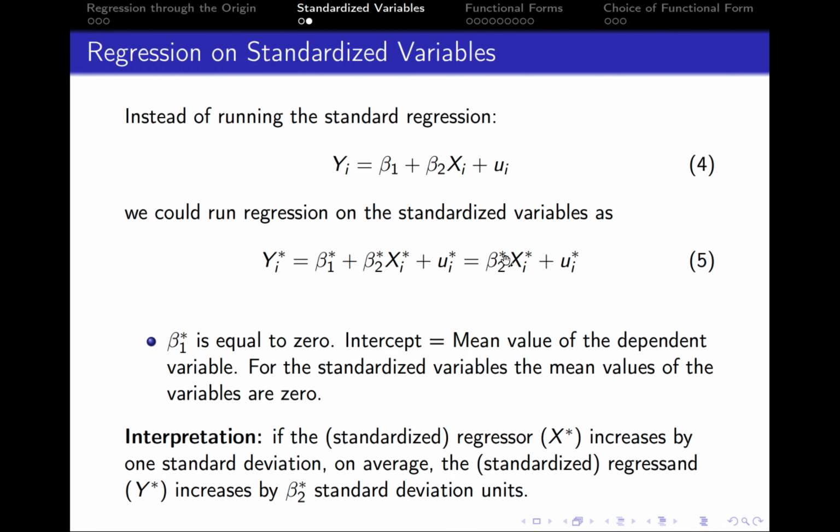Okay, and when it comes to the interpretation of beta 2, it's quite simple. If the regressor x increases by 1 standard deviation, now the variables are measured in standard deviations, so if x increases by 1 standard deviation, the y variable will change by beta 2 standard deviation units. So once again, when x increases by 1 standard deviation, so it's no longer measured in its own units, now it's measured in standard deviations, y will change by beta 2 standard deviation units.